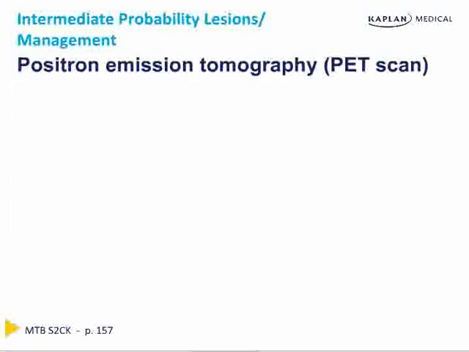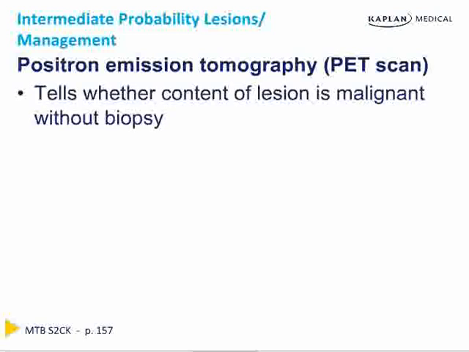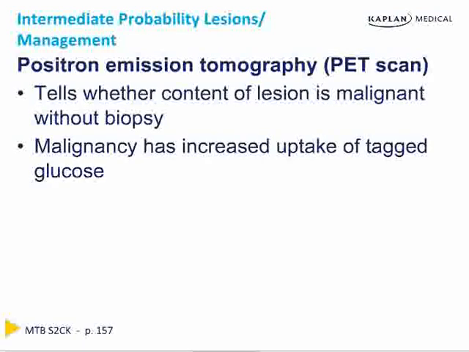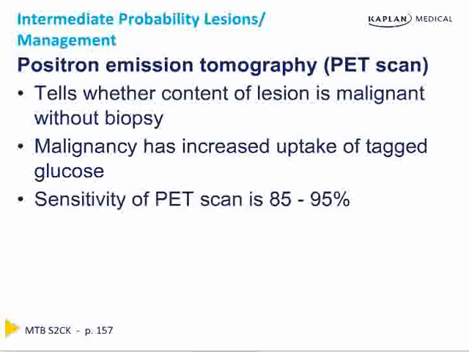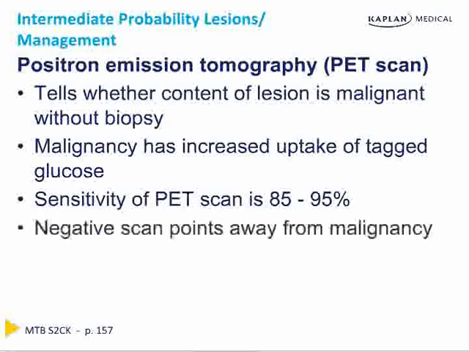Another way to manage intermediate probability lesions would be through positron emission tomography, or PET scan. This can tell you whether the content of the lesion is malignant without biopsying the lesion. Malignancy has increased uptake of tagged glucose. That's because these cells have higher metabolism than normal cells. The PET scan is about 85 to 95% sensitive. A negative scan therefore points away from malignancy.